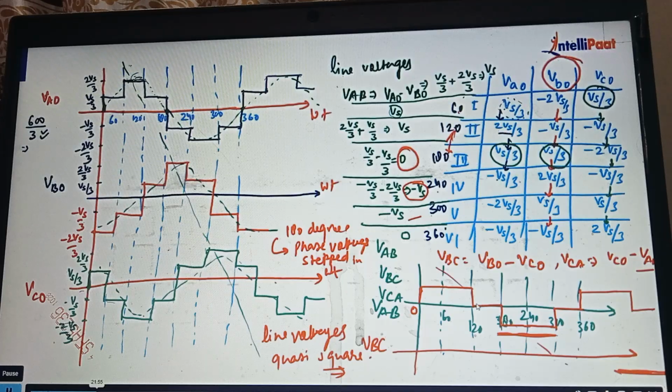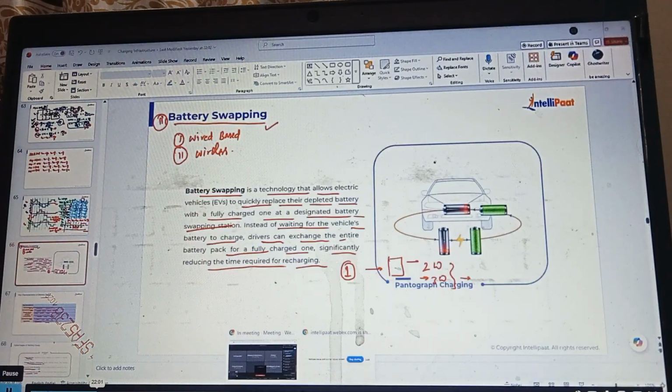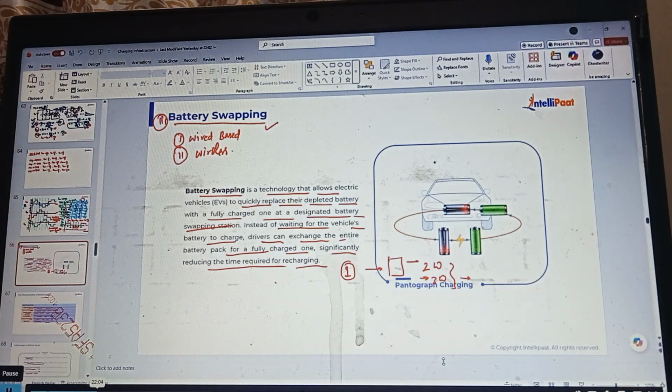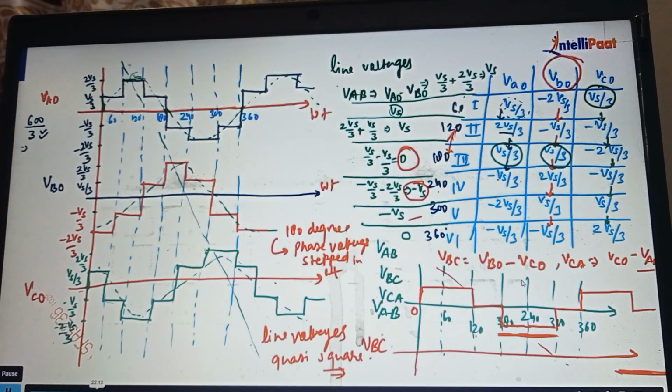However, if you look into the line voltages, we have VAB, VBC, and VCA. In these line voltages, they are staying at 0 for some time, right? And then we have the peak magnitude of VS. So this way we can observe.